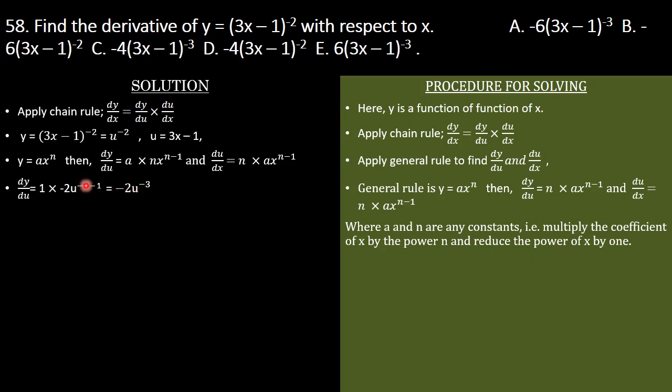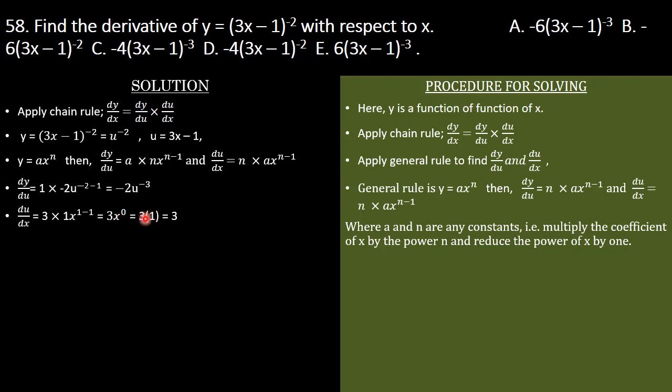du over dx is equals to 3 multiplied by 1x raised to power 1 minus 1, equals to 3 multiplied by 1, we have 3, x raised to power 1 minus 1, we have 0, equals to 3 multiplied by anything raised to power 0 is 1. We have 3 multiplied by 1 equals to 3.